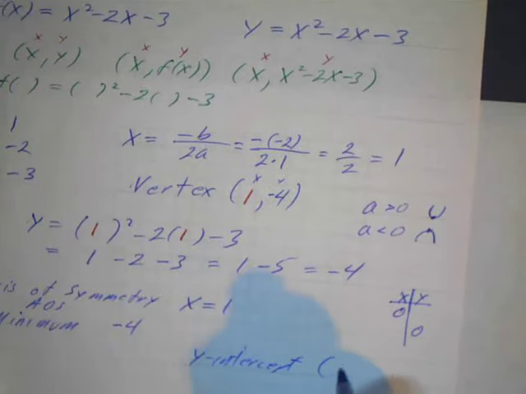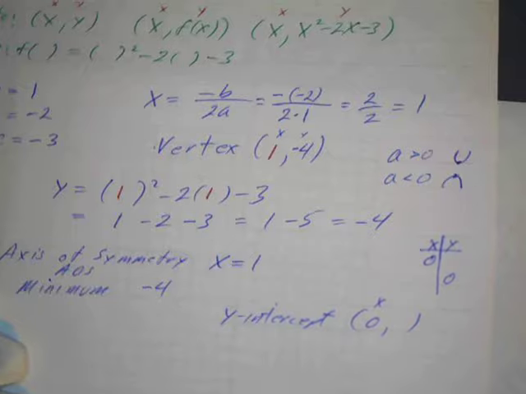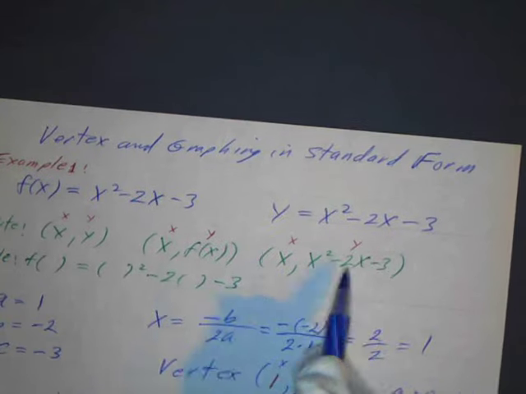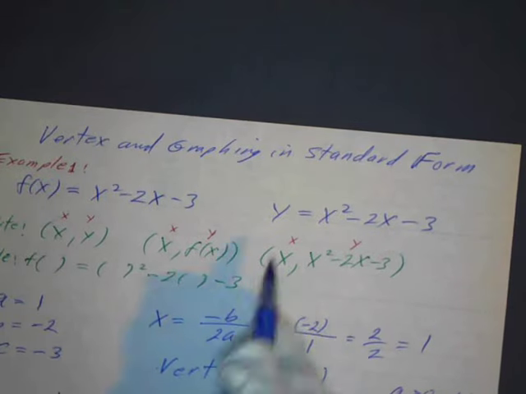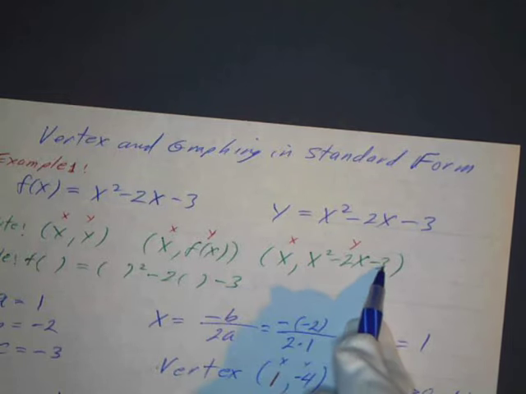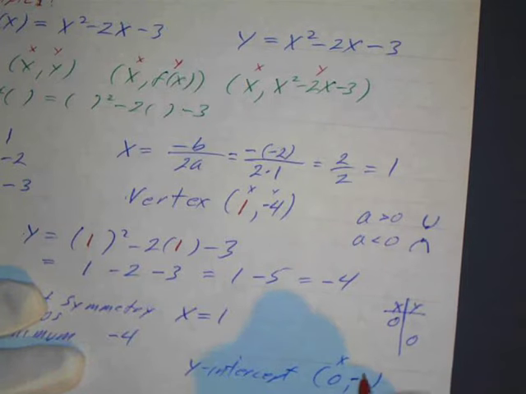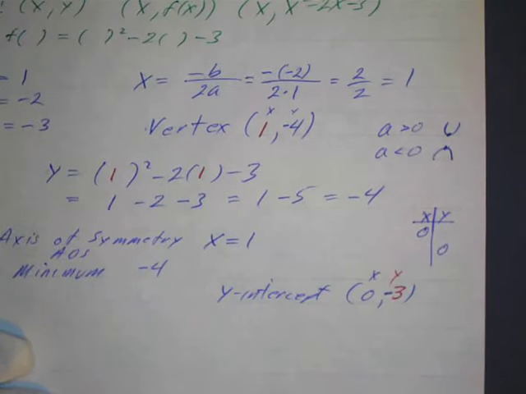Will be the point, x is 0, and what's y? Well, this is pretty easy in standard form, because if you look at standard form over here, and you put 0 in for x, what's y going to be? Well, y will be 0 squared minus 2 times 0 minus 3. Pretty easy, right? Because the 0 terms just go away, so it's just negative 3. So that's going to be 0, negative 3. So that's my y-intercept, 0, negative 3.